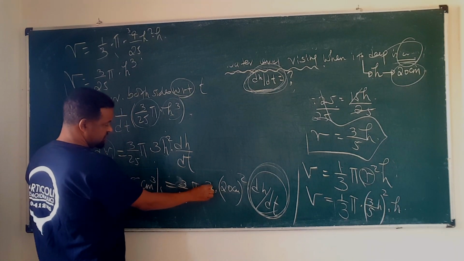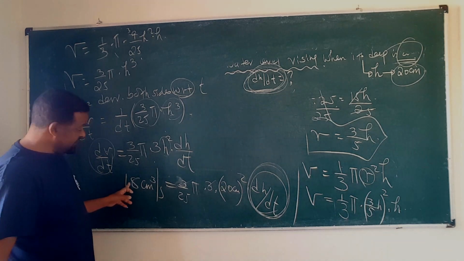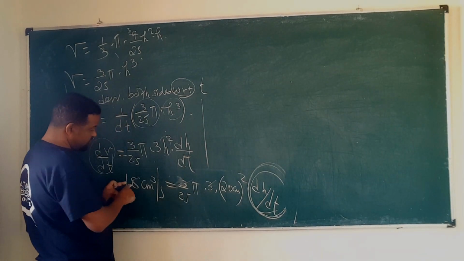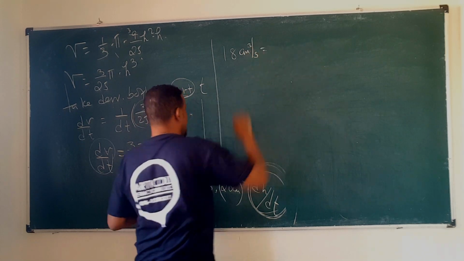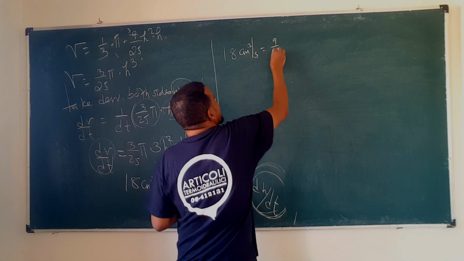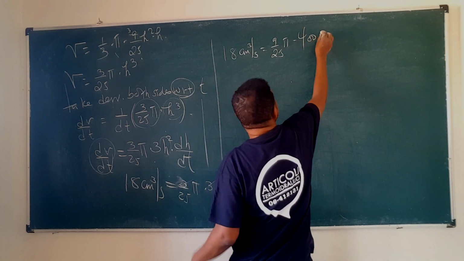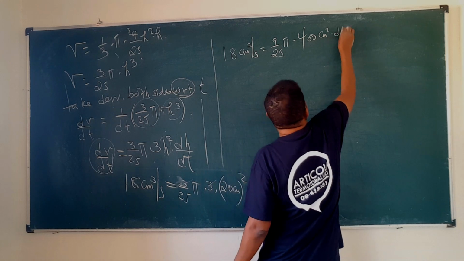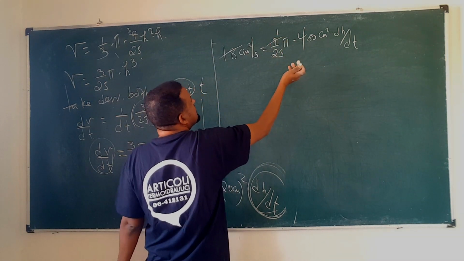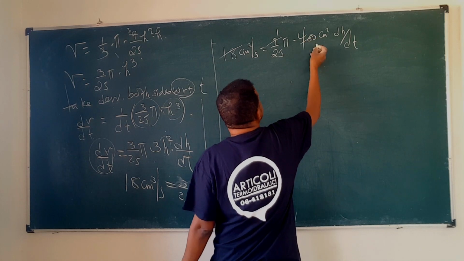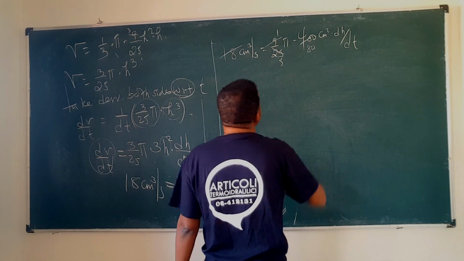3 times 3 is 9. So 18 centimeter cubed per second is equal to 3 times 3 is 9 over 25 pi times, of course, 20 squared, which is 400 centimeter squared. Okay, we put the unit at the end. Times dh/dt. So 9 divided by 9 is 1, and 25 remains. This divided by 5 is 80, and this divided by 5 is 5. Okay, so what is 5 times 8?